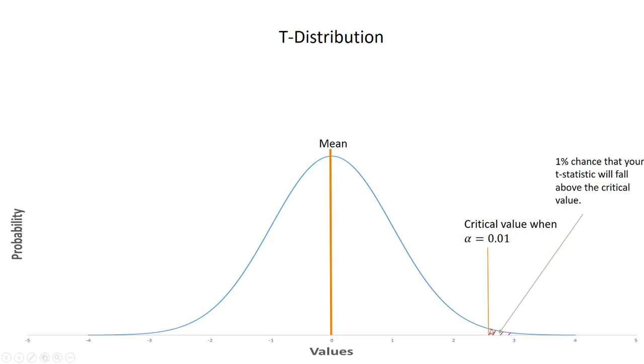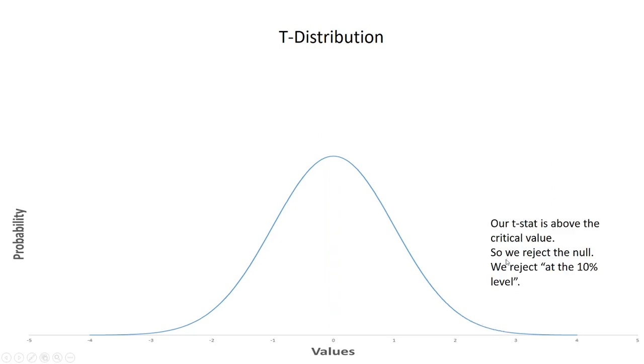That means it's very unlikely. It's only this little tiny space here, when we set our critical value based on alpha equals 0.01. So there's a 1% chance of type 1 error. There's only a 1% chance that our t-statistic will fall in this region. Okay, so if our t-statistic is above the critical value, we reject the null. We reject it at the 10% level. All right, so let's demonstrate this. Let's go back to this example.